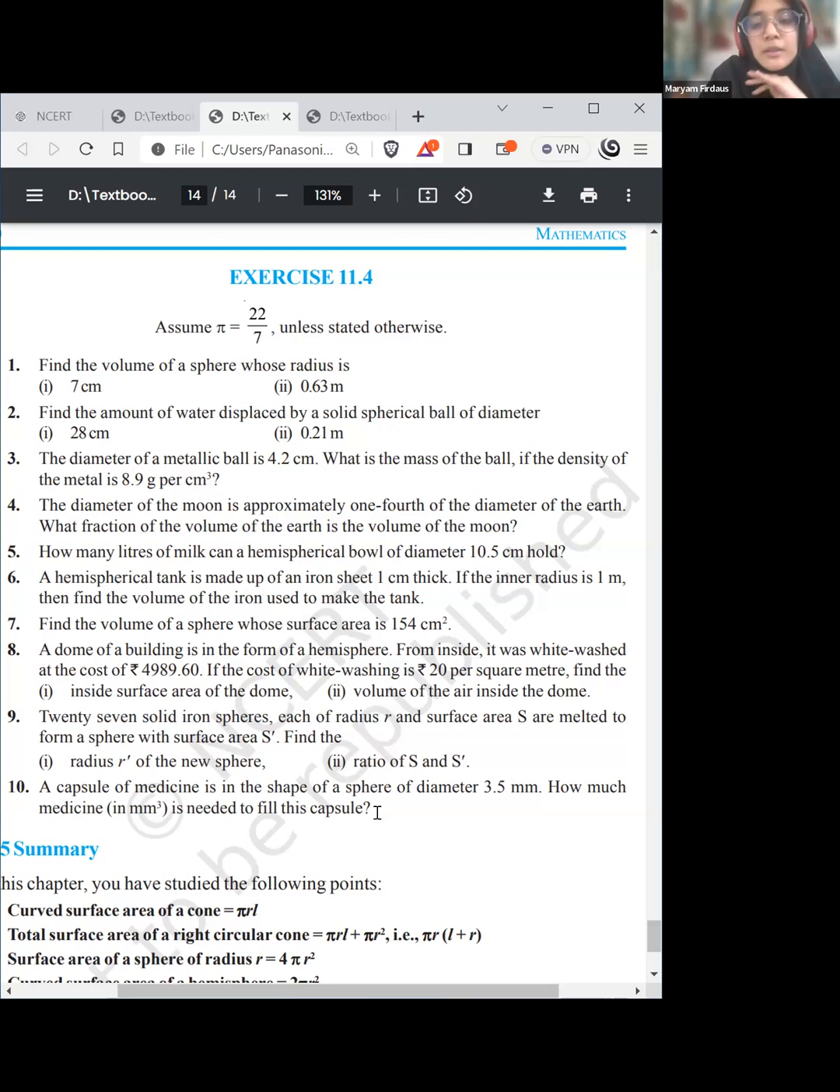I'm giving you guys 4 minutes to solve this question. Take pi as 22 by 7 because they have not mentioned in the question to take it as 3.14. So take it as 22 by 7 unless stated otherwise.